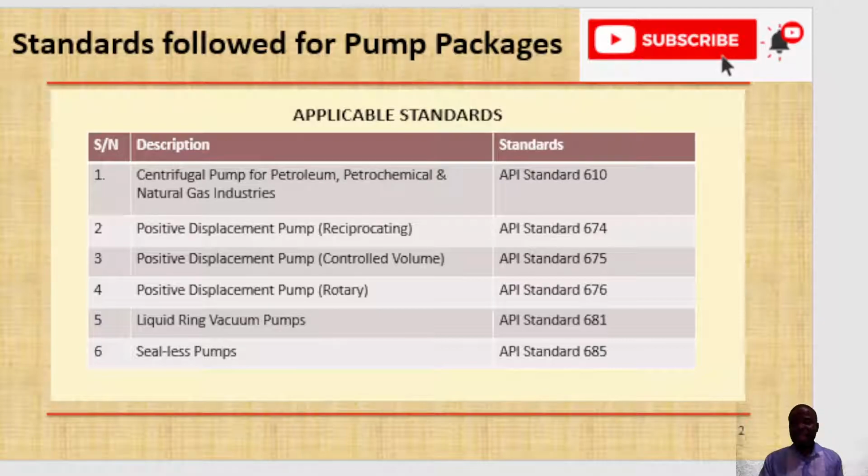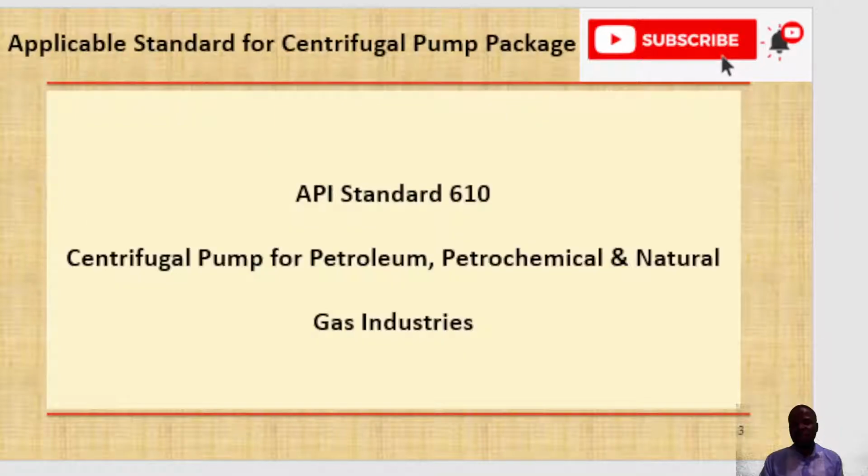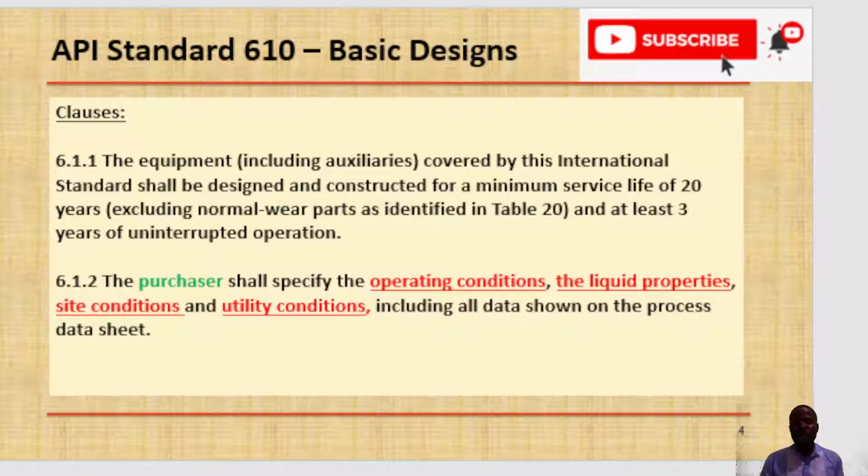So the attention for today is going to be on API 610, which is the standard for centrifugal pumps used in the petroleum, petrochemical and natural gas industry. We will be looking at some of the basic design conditions as stated in API 610, so that you can actually carry out technical evaluation of mechanical data sheets for centrifugal pumps before procurement is made.